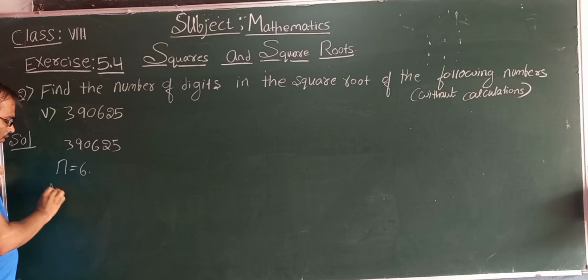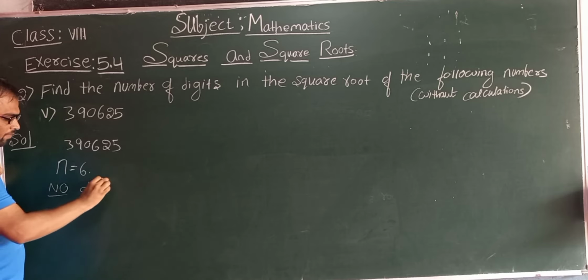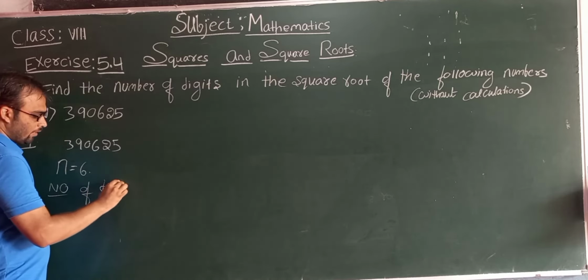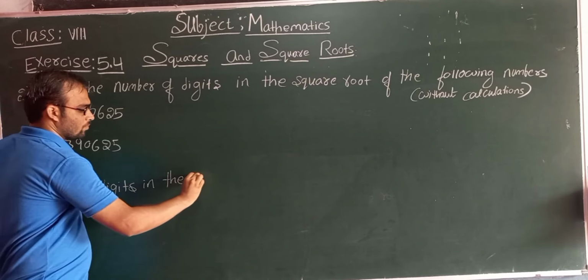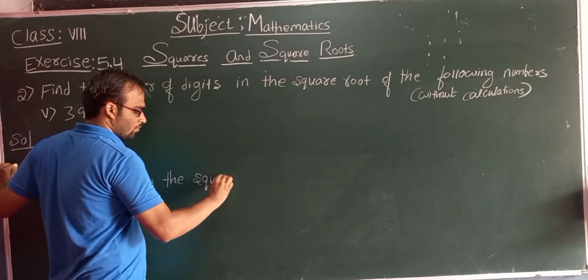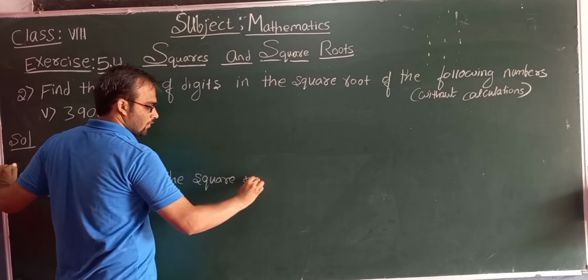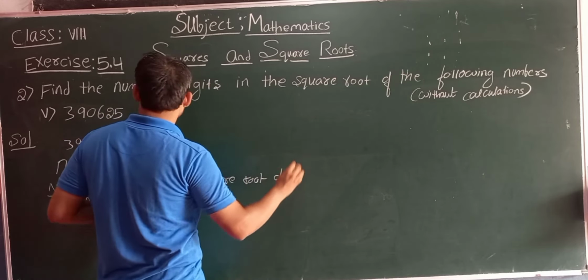Therefore, the number of digits in the square root of it is what?